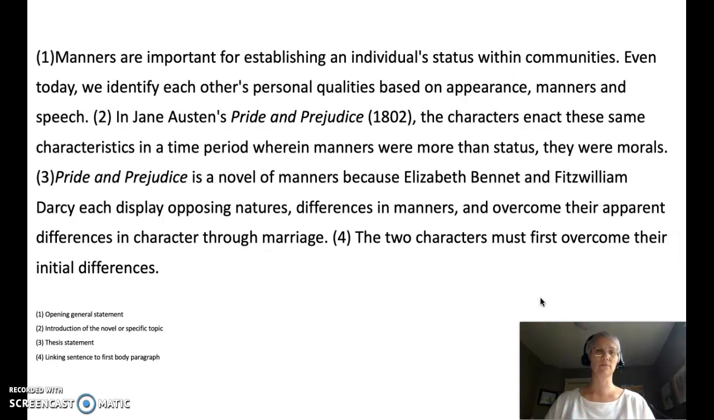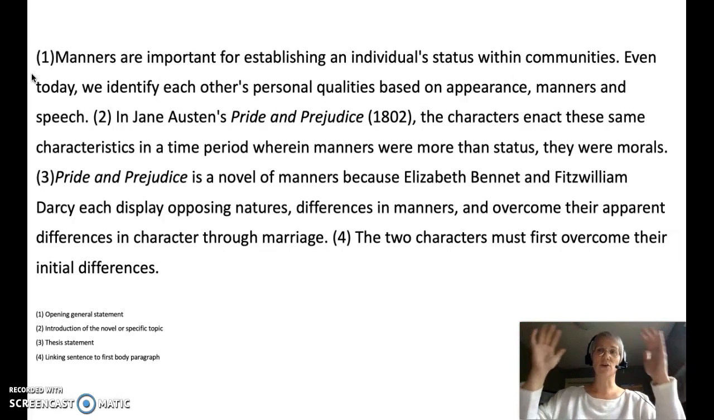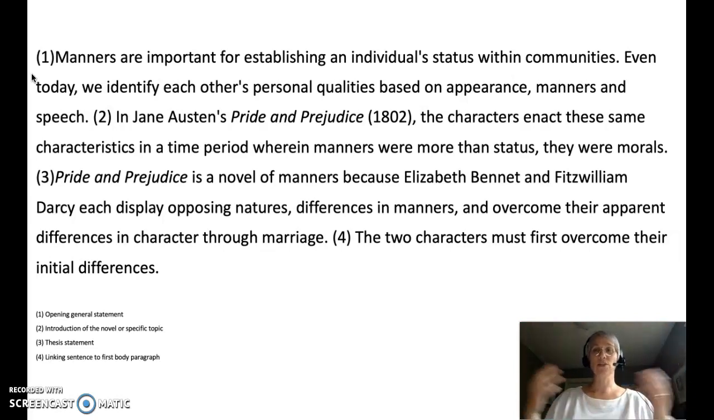So if we're going to take apart this introduction to find the thesis, we can see here, number 1, this is our opening general statement. The person is introducing the ideas that are going to provide the backdrop of the entire paper. It's usually fairly general, but not too general. Following that, they introduce the novel and specific topic. In this case, it's How is Pride and Prejudice a Novel of Manners?